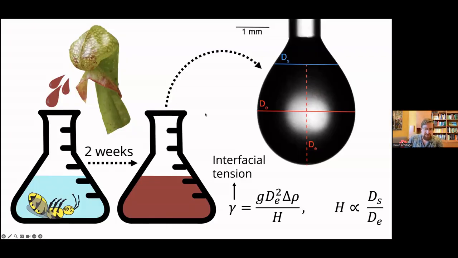Thankfully, I had some friends who knew more about physics than I did, and they showed me how to take a photograph of a droplet of pitcher fluid and use that to parameterize this equation down here, which gives you a measurement of the surface tension of that fluid. So the idea here is that we can ask how the surface tension of pitcher plant fluid differs from that of water or bacterial cultures from bacteria derived from these pitcher leaves. So we did this. We digested wasps with pitcher fluid and made a bunch of bacterial enrichments.